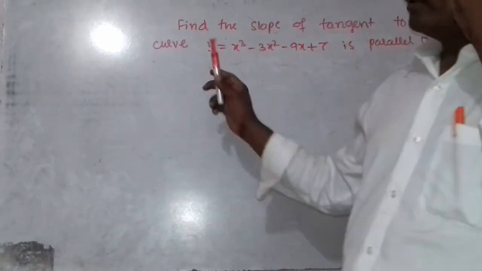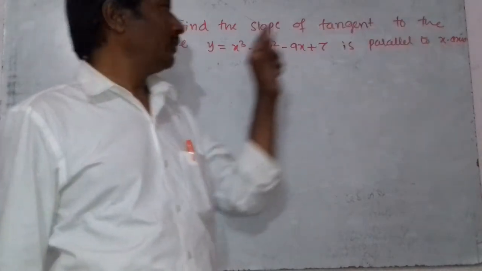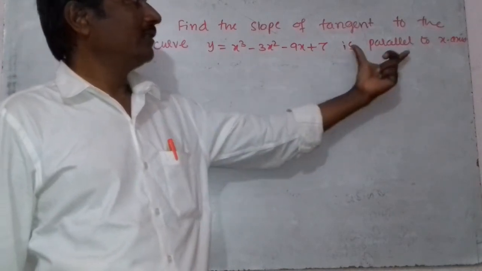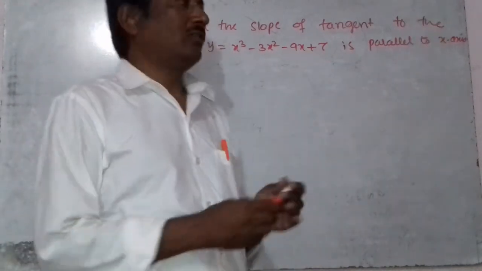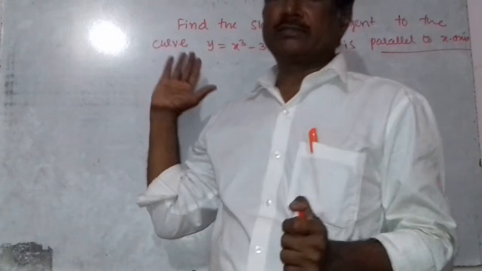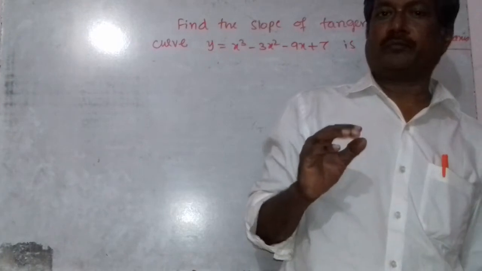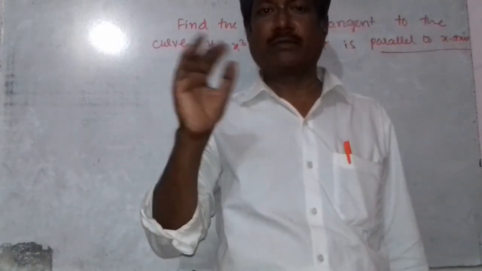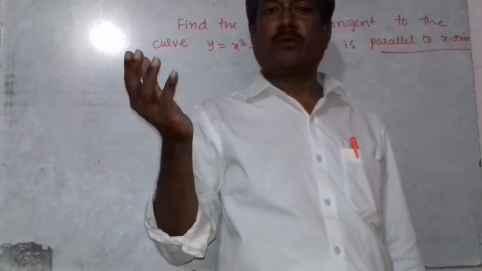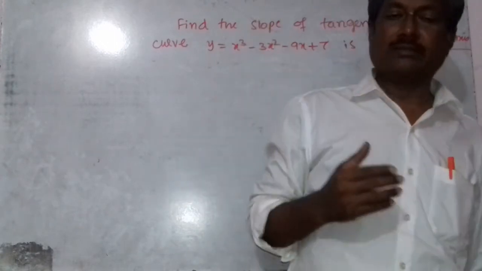So observe this problem. Find the slope of tangent to the curve y equal to x cube minus 3x square minus 9x plus 7 that is parallel to the x-axis. Observe this one, parallel to x-axis. Before going to this, let us discuss this concept. The slopes of parallel lines are equal, or if slopes are equal, then lines are parallel. This is the concept that was studied in the first year class.